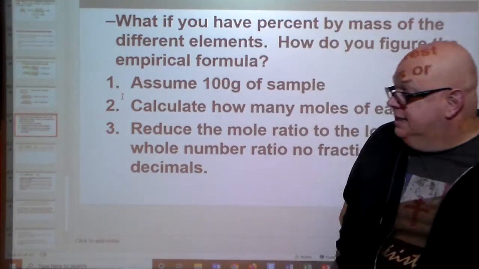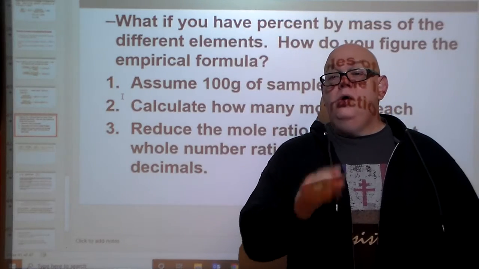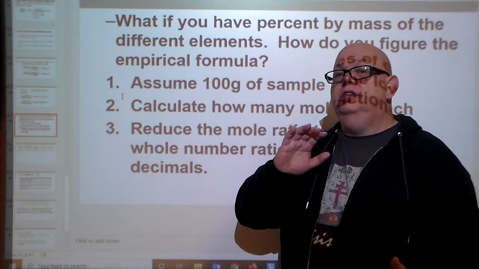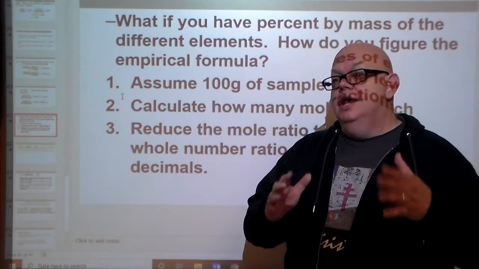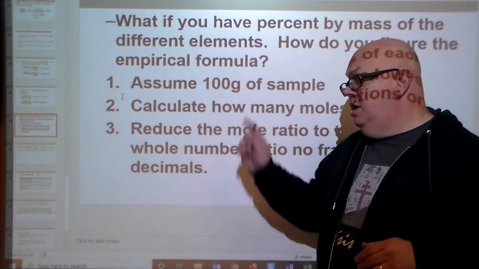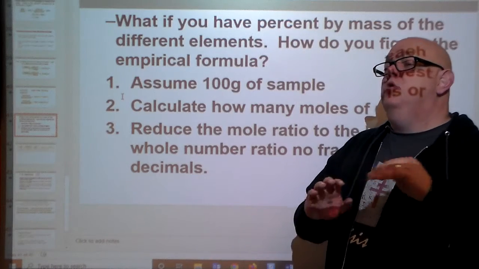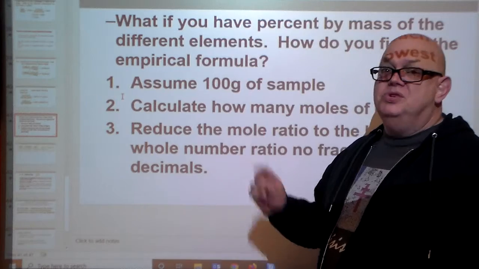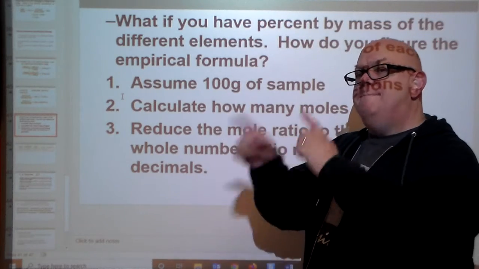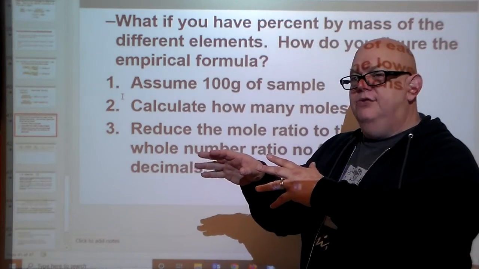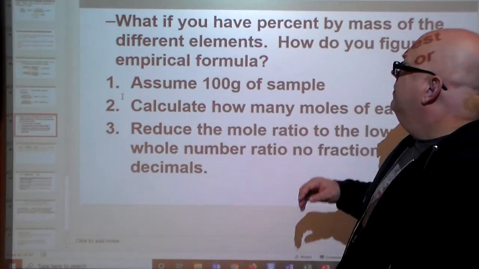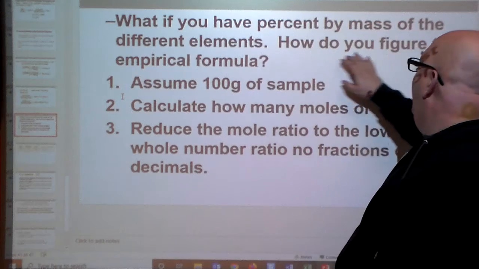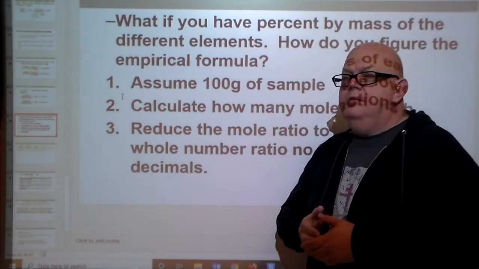All right, so we're almost at the end of Chapter 9, Part A. We've spent all this time, all those videos, to get to the end here. I wanted to make this separate from your basic standard percent composition. This is percent composition, except we're going to go backwards. That's our objective for this video. So what if you have the percent by mass of the different elements? How do you figure the empirical formula?